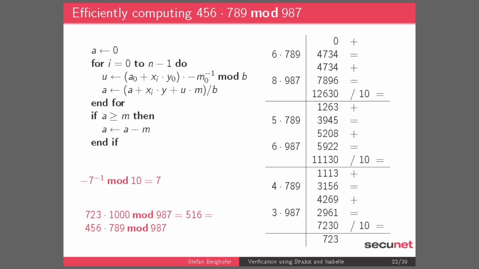So that's an abstract description of the algorithms. That's an algorithm that you can, for example, find in the handbook of cryptography. And it's actually not so difficult to implement that in Spark. It just fits on one slide, if you leave out the loop invariant, of course.